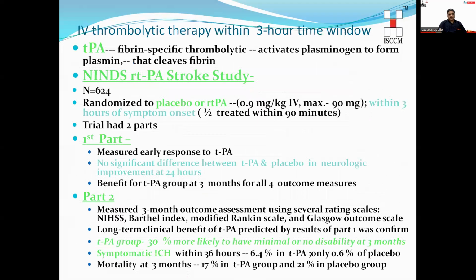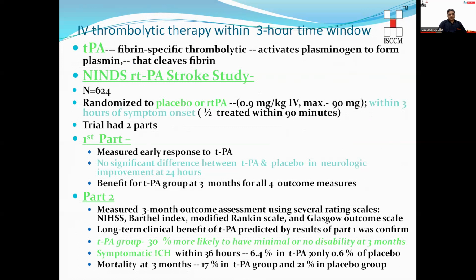Coming to treatment: IV thrombolytic therapy within the 3-hour window period. tPA is a fibrin-specific thrombolytic that activates plasminogen to form plasmin, which cleaves fibrin. The NINDS rt-PA stroke study included 624 patients, randomized to placebo or rt-PA at 0.9 mg per kg IV, maximum 90 mg, within 3 hours of symptom onset, with half treated within 90 minutes.